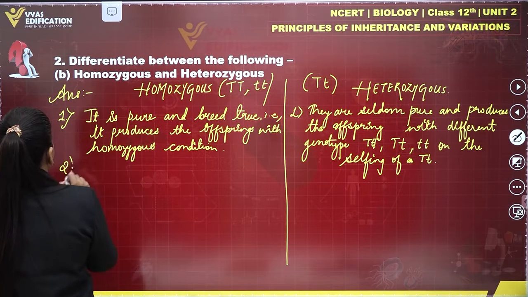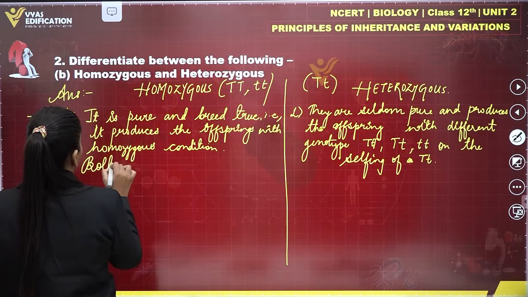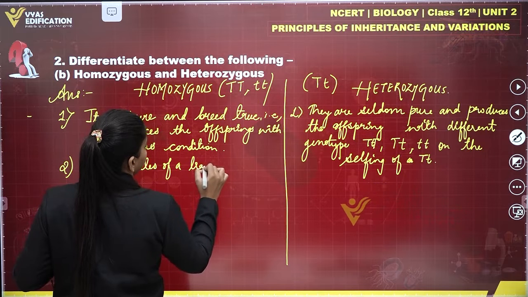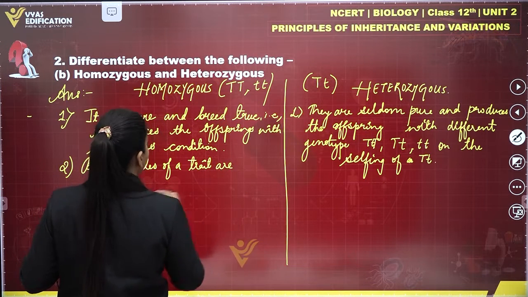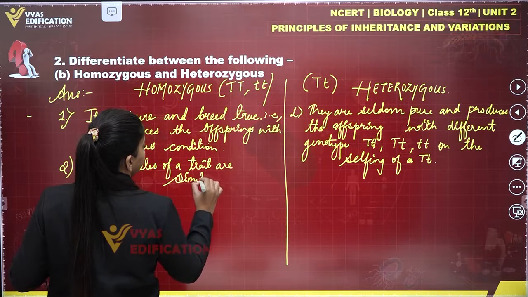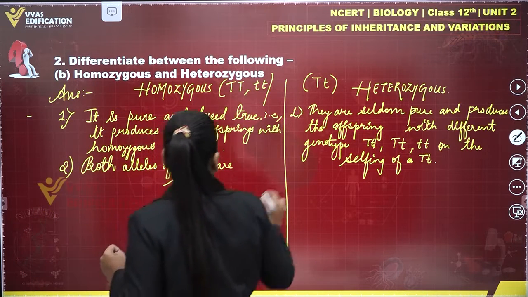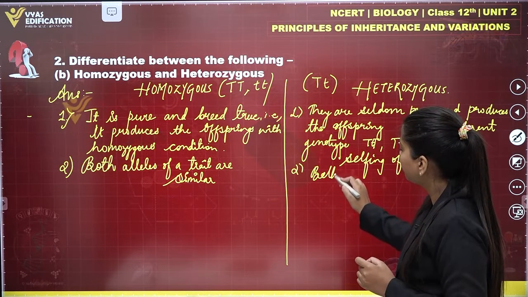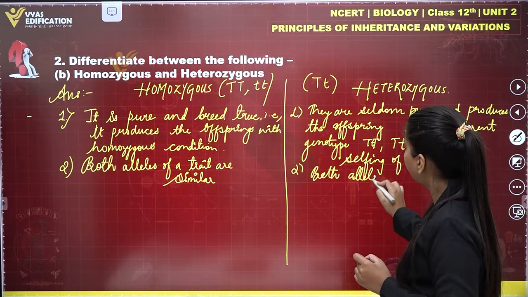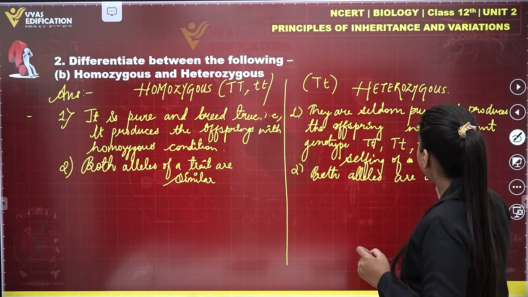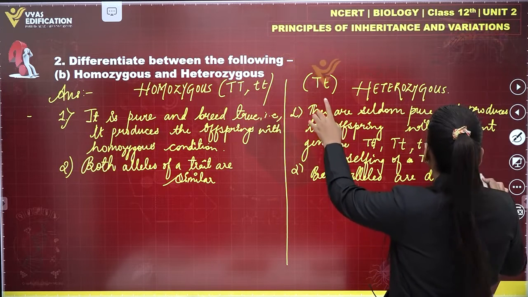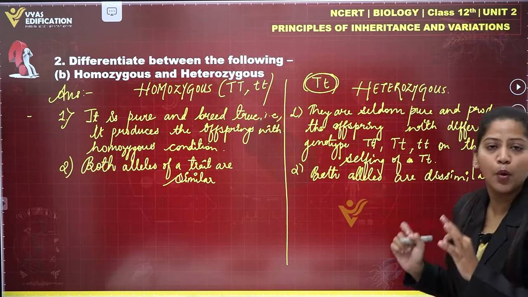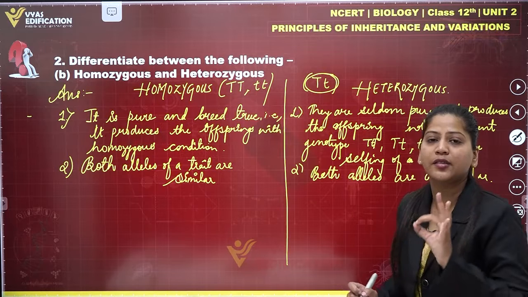Alright, and in the homozygous condition, both the alleles are similar. So the second basic difference is that both alleles of a trait are similar, and in case of heterozygous condition, both alleles are dissimilar. As we can see, this is the allele for height of a plant, and both the alleles of a trait are present in the dissimilar condition.